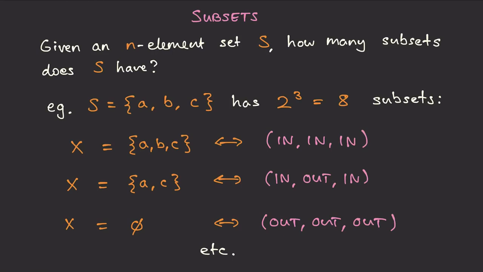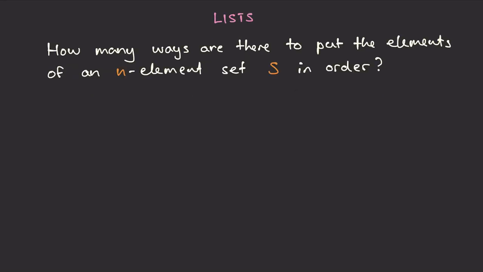This general idea of associating objects of one type with objects of another type is very important in lots of counting problems, and we'll be seeing it again. Let's look at another example. Again, suppose I have an n-element set S, but instead of wanting to count the subsets, I want to count the number of ways I can put the elements of S into order. To say exactly what I mean by this, it's easiest if I give you a small example.